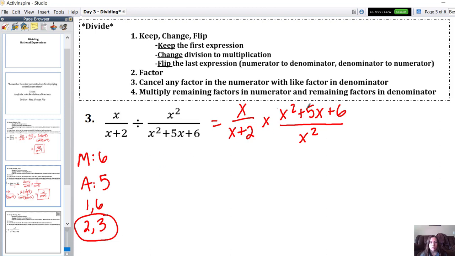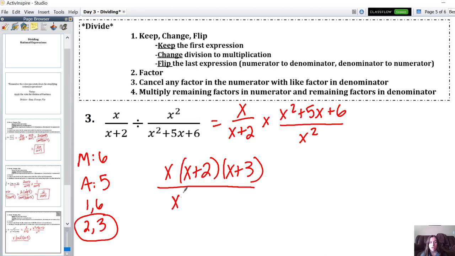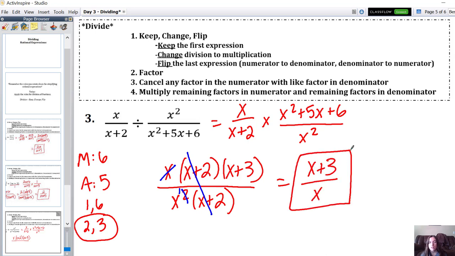So now when we multiply across the top, we have x times x plus 2 times x plus 3 over, when we multiply across the bottom, we have x squared times x plus 2. Now let's see if there's anything that we can get rid of. I see x plus 2 and x plus 2. Those are both gone. I also see x over x squared. I can get rid of the x on top, and then on the bottom this will just become x to the 1, or just x. So then my final answer here, we still have the x plus 3 on top, and we were left over with one of those x's on the bottom. There's our final answer.